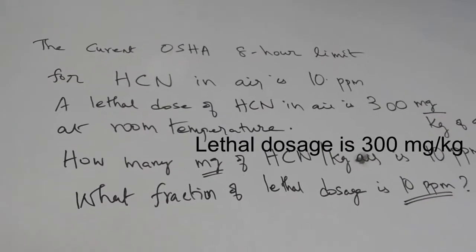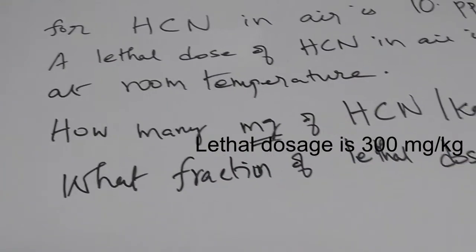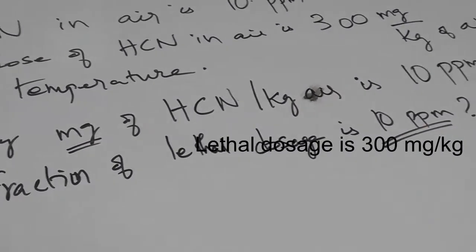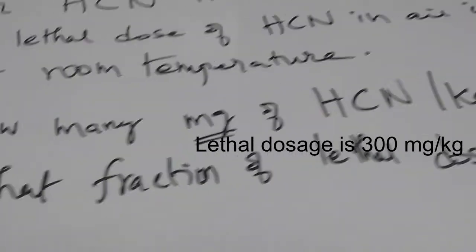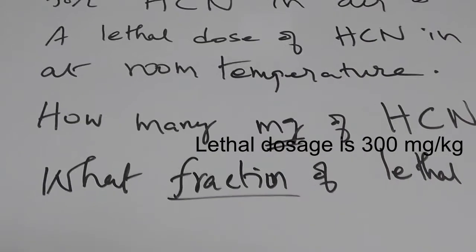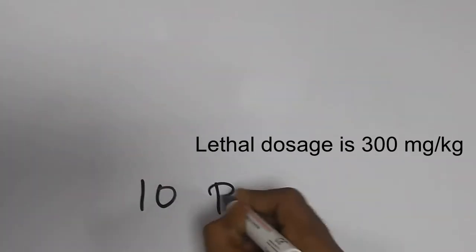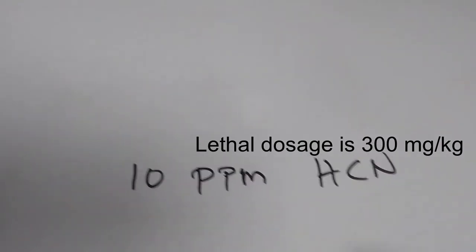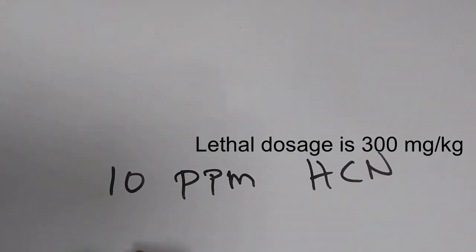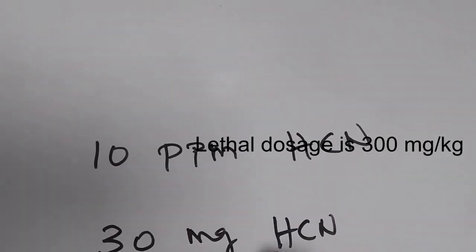Hope you have taken down the problem. How many milligrams of hydrogen cyanide per kg air is 10 ppm. What fraction of lethal dosage is 10 ppm. We have to find how much fraction it is. See, let us solve this problem. There are two data given. There is 10 ppm of hydrogen cyanide, that is the current level, and there is a lethal dosage level which is 30 milligrams of HCN per kg air.